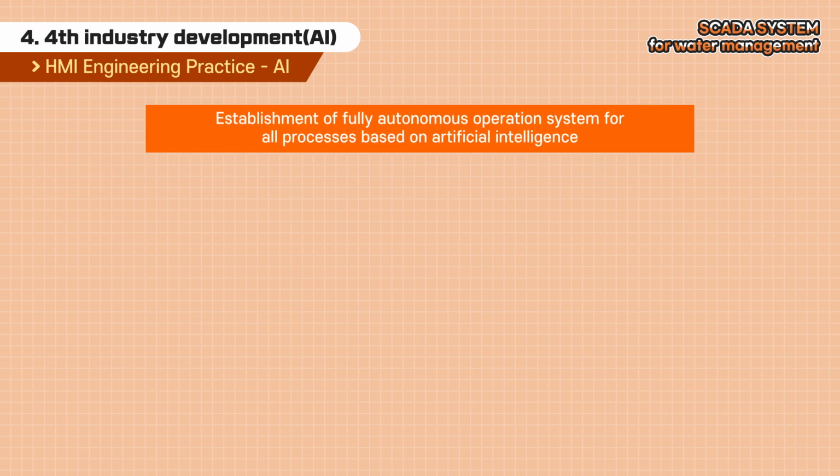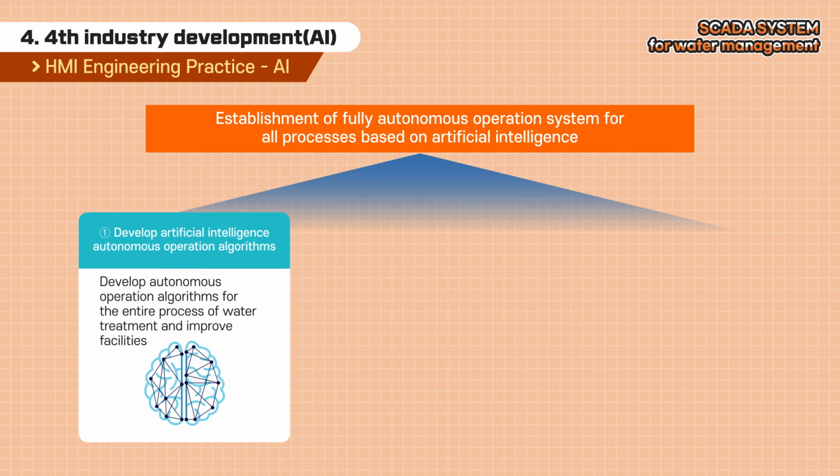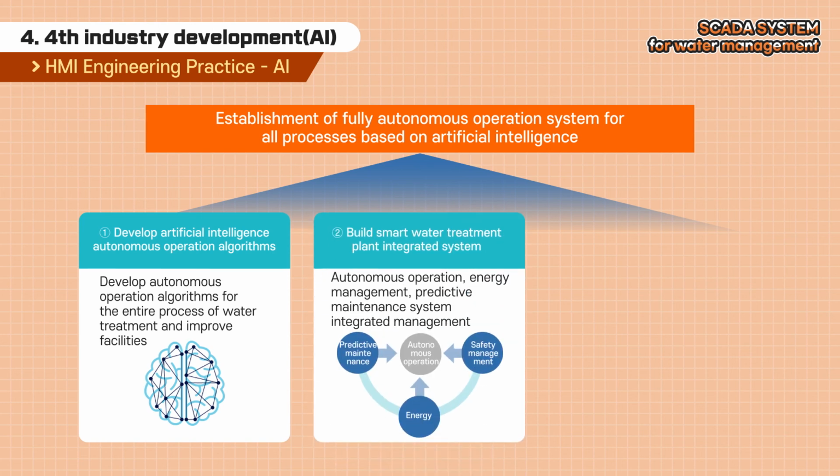The objectives of the future waterworks system are to lay a foundation for autonomous operation through the development of algorithms that enable autonomous operation for each process and improvement of related facilities for the entire water treatment process, and to develop a standard model for smart water treatment plants through the development of element technology to enable predictive maintenance, safety management, and energy management on an autonomous operation platform.